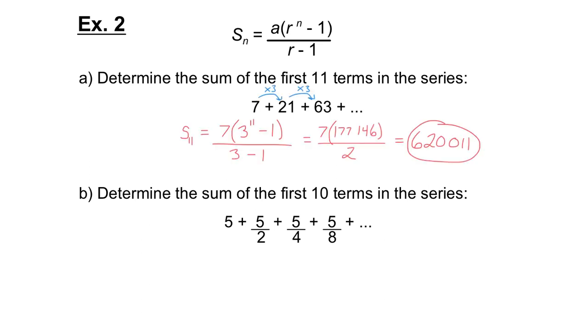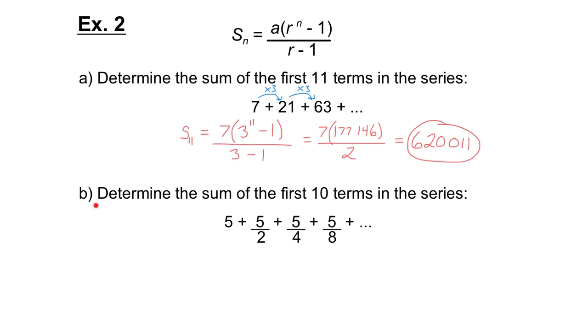All right, here's the first one. We're finding the sum of the first 11 terms, so n is 11. The first term in the series is 7, and the common ratio is 3. Follow BEDMAS, you end up with 620,011 as the sum of the first 11 terms in that series.